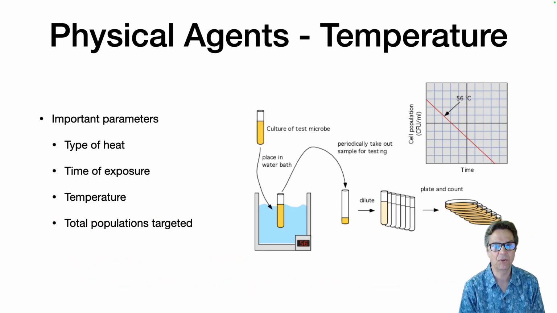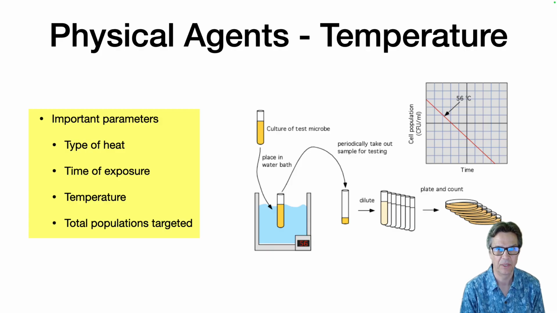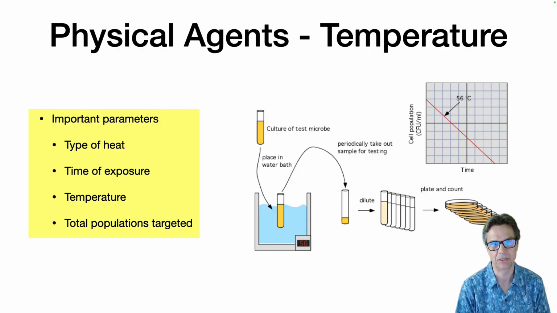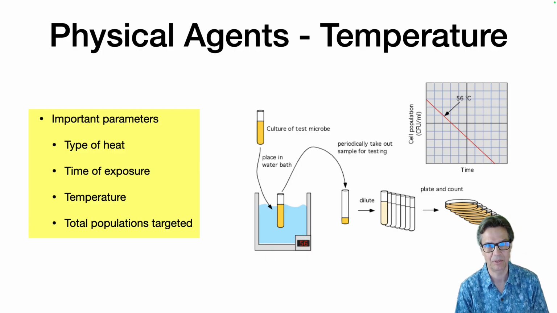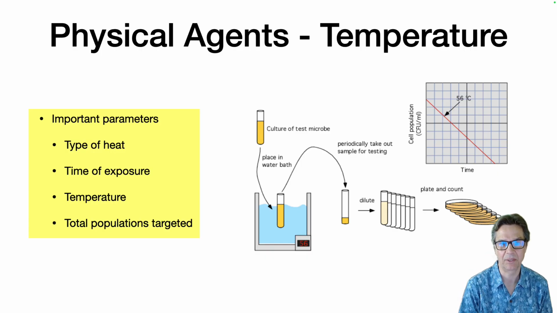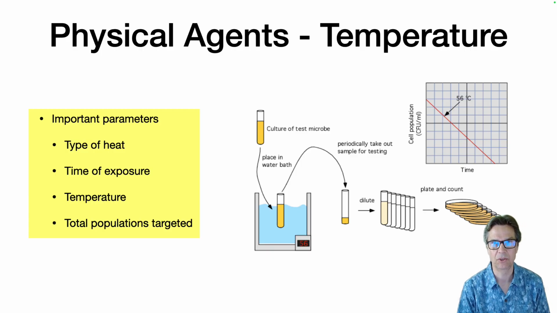When using heat to decrease the number of bacteria in a sample, 4 parameters need to be considered. The type of heat, dry versus moist. The time of exposure, the longer an organism is exposed to the heat, the more lethal it's going to be. The temperature, higher temperatures are more lethal than lower temperatures. And the total population targeted. A large population is going to take more time to eliminate than a smaller population.